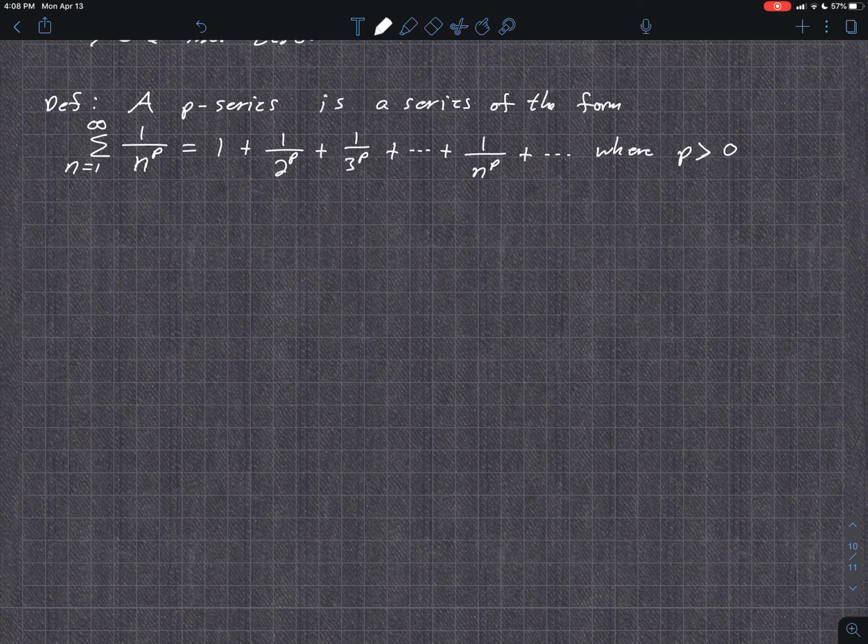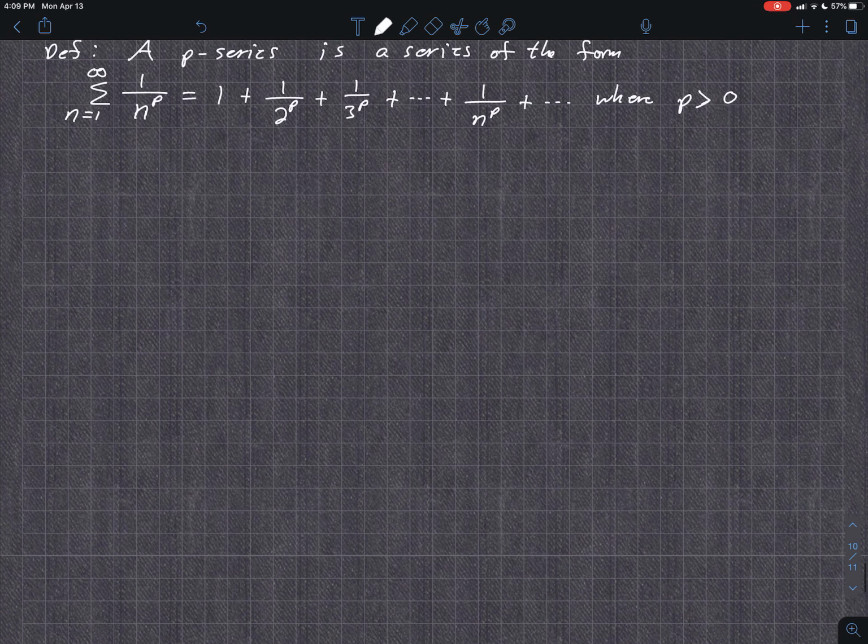We're not looking at p being negative. That would obviously not work because it wouldn't go to 0. So for every p that's positive, 1 over n to the p does approach 0. So it's not going to diverge by the nth term test. So the question is, when does this series converge or diverge? And we mentioned in previous lectures and videos that the harmonic series, 1 over n, diverges. We proved that. So that's like the pivot point between converging and diverging.